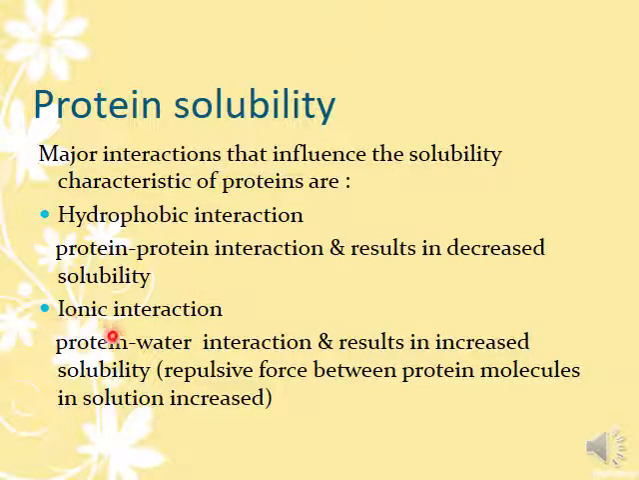Secondly is ionic interaction. Ionic interaction normally occurs between protein and water, and water is a very powerful polar solvent, so it will result in increased solubility of the protein. So if the major interaction is hydrophobic, the protein solubility decreases. If the major interaction is ionic, it means high solubility.